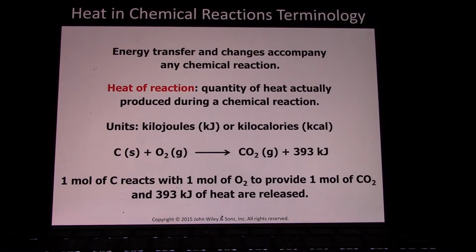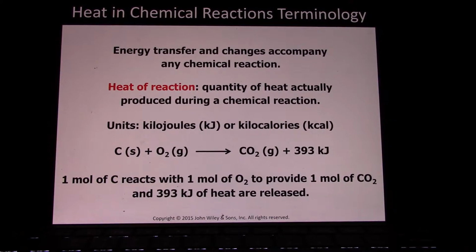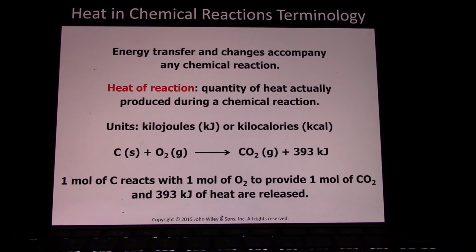Heat of reaction is how much energy is produced in the chemical reaction. So if I burn 1 mole of carbon, like a brick of charcoal in my grill, with 1 mole of oxygen gas, I produce 1 mole of carbon dioxide gas, and I release 393 kilojoules of energy. Which is why burning charcoal can be used to cook food in my grill, because it's an exothermic reaction. Heat is a product, and I can use that heat to cook a steak or cook a hamburger.